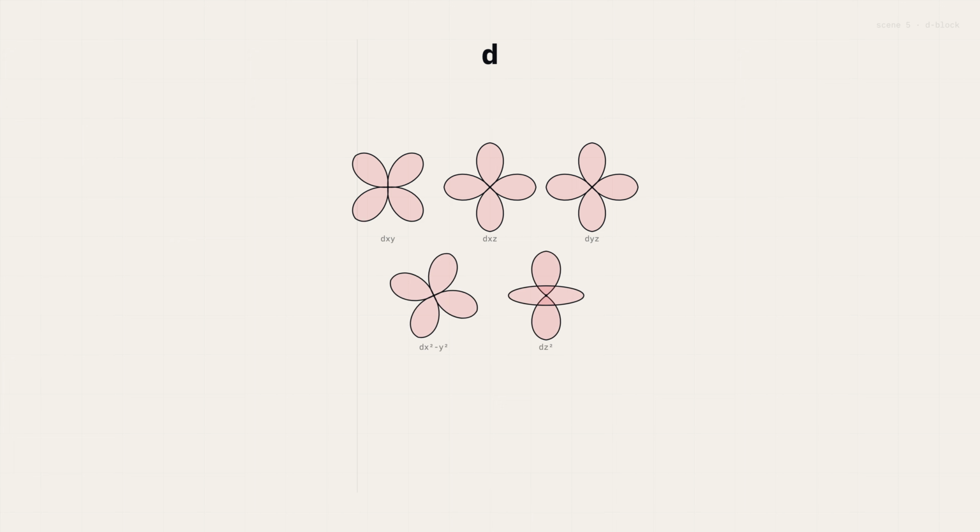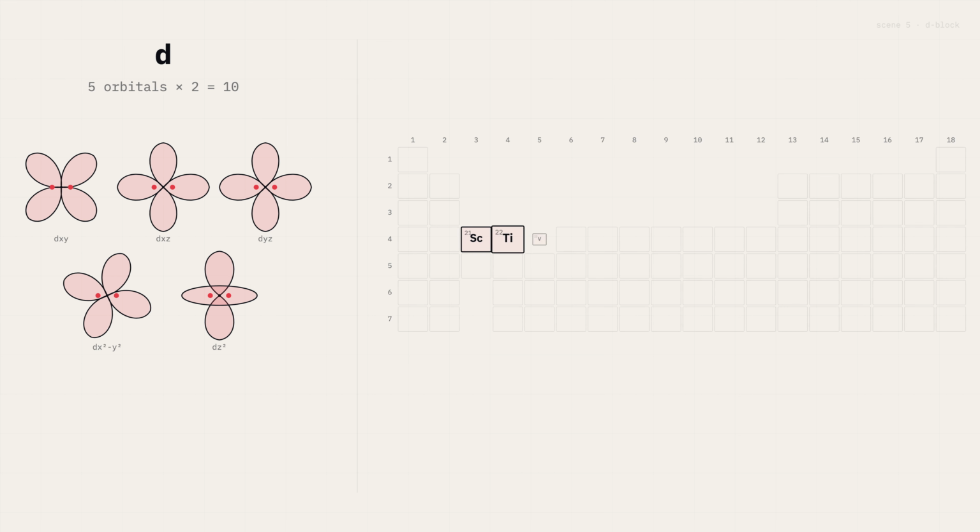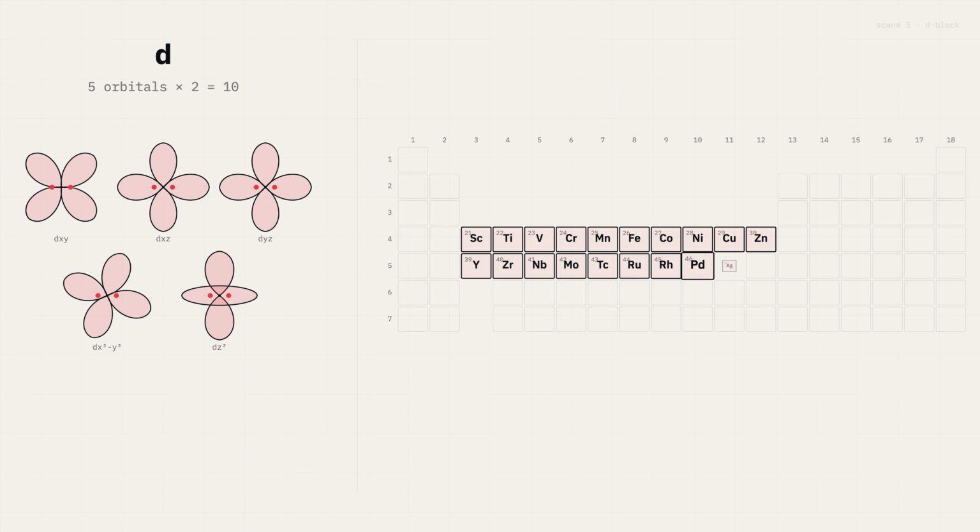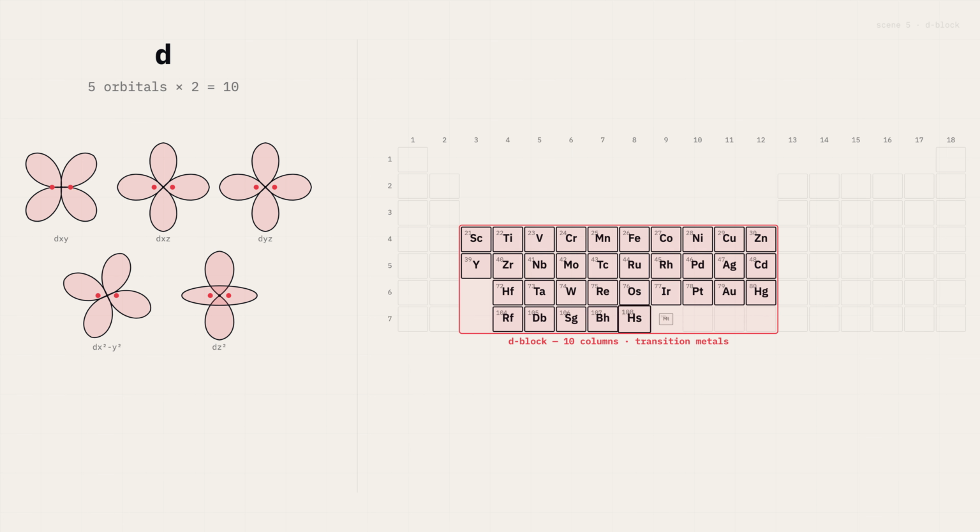Then comes D. And D is where things get weird. 4 of them look like cloverleafs. 4 lobes, like a daisy. And the 5th one is a dumbbell with a donut wrapped around the middle. 5 shapes total. 5 orbitals. So 10 electrons. And that gap in the middle of the table, the one we talked about last time, count it. 10 columns wide. Scandium to zinc. That's the D block. The transition metals are literally just D filling up.